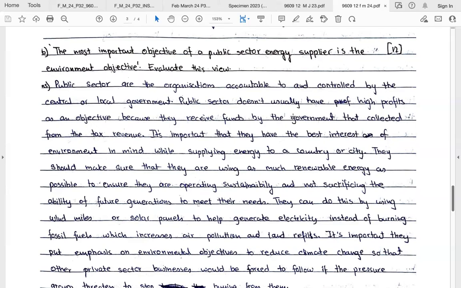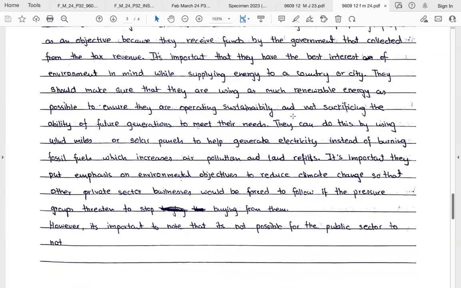Okay, it's important that they have the best interest of the environment in mind while supplying energy to a country or city. They should make sure that they are using as much renewable energy as possible to ensure that they are operating sustainably and not sacrificing the ability of the future generations to meet their needs. Good show of analysis. They can do this by using windmills or the solar panels to help generate electricity instead of burning fossil fuels. This is a very good application, which increases air pollution and something that I cannot read.